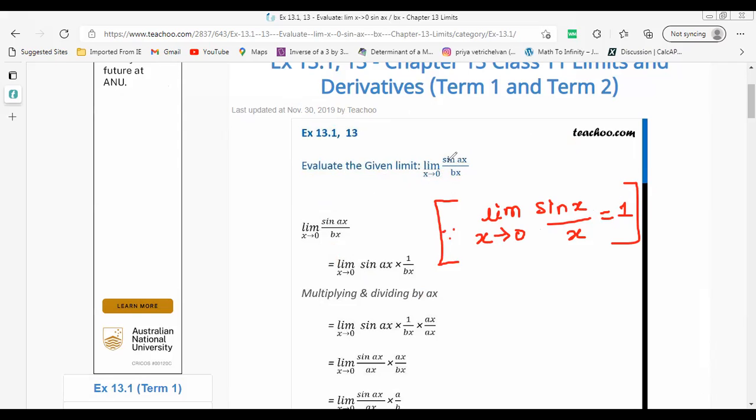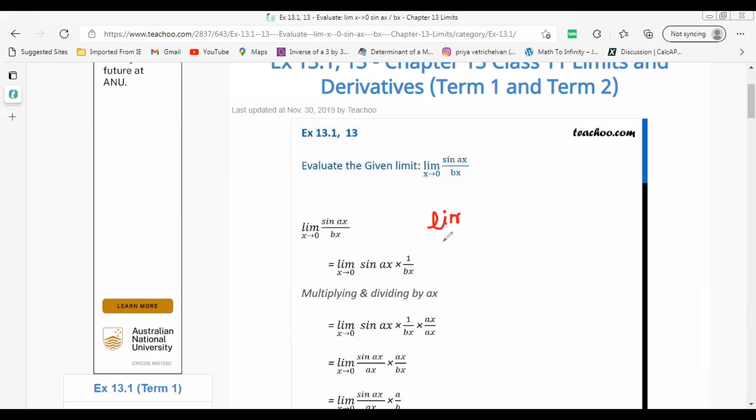So here you do have sin ax upon bx, but the variable in the numerator and the denominator are not the same, they are different, right? So you have to make this variable equal. How can we do that? By multiplying and dividing by ax. Okay, so if I multiply this by ax and divide it by ax, I'll be having an expression like this. I'll do it here.